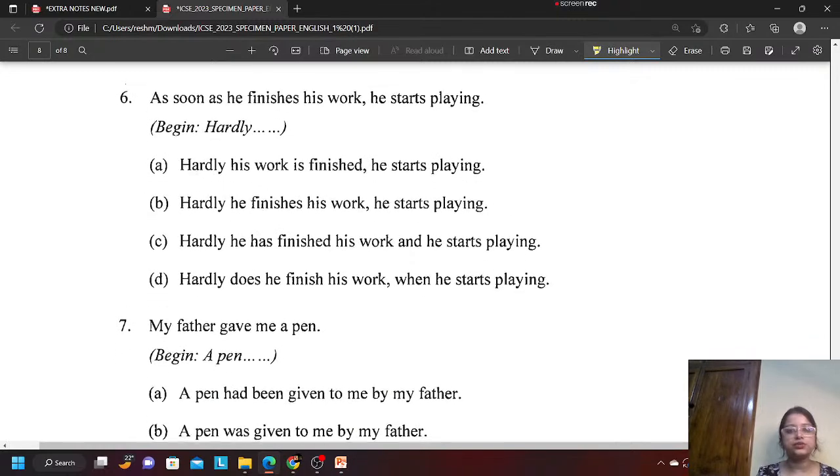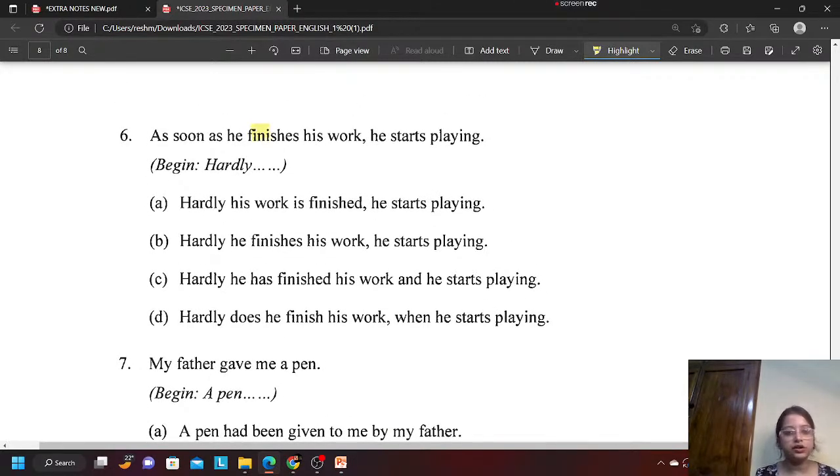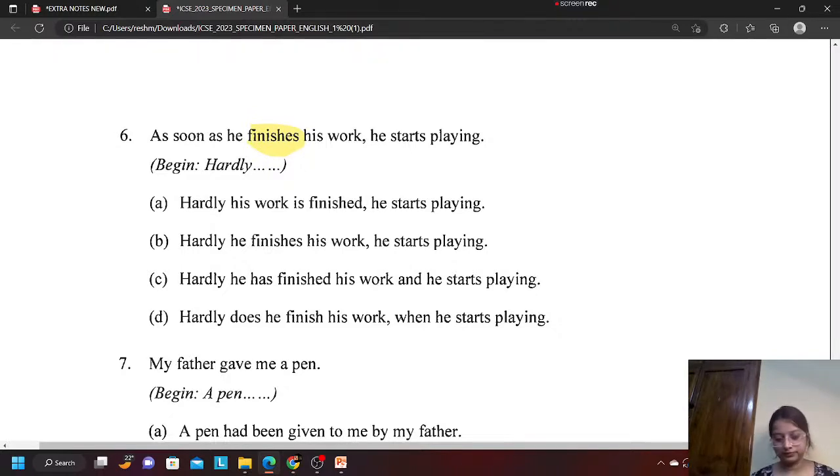As soon as he finishes his work, now be careful, okay? Finishes is your present tense. Mayank has written 6D. Vinita written, others. Hardly and when. And also check the helping verb and the verb form, okay? Main verb. 6D I have got. Let's check 6D. Hardly does he finish his work.